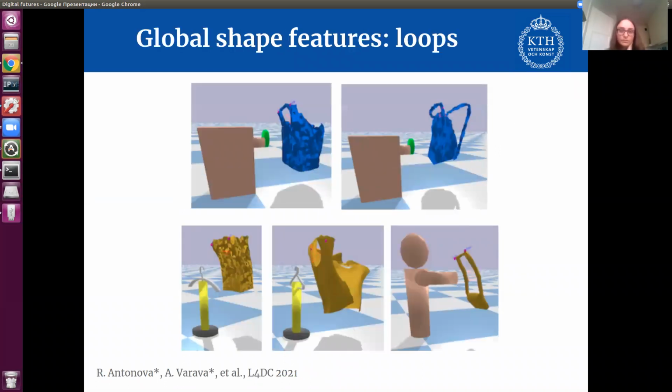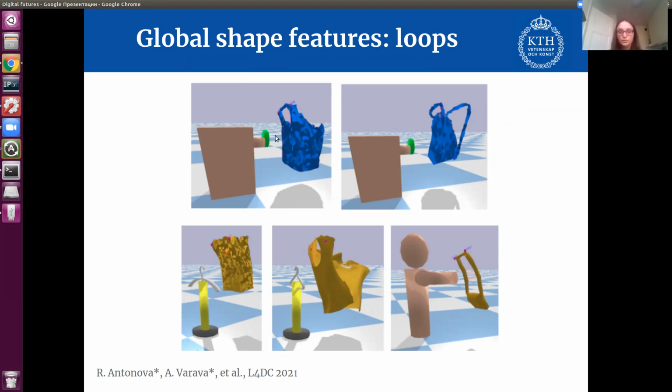Another example that uses loops as a shape feature can be seen in this work. Here, we not only work with deformable objects, but we also focus on how their dynamics, or how their shape, changes as we perform the task. What's important here is we have, for example, a task of putting this bag on the hook. And we not only want to find the opening in the bag that will allow us to put it on the hook, but we also want to predict how this opening will deform as we perform the task.